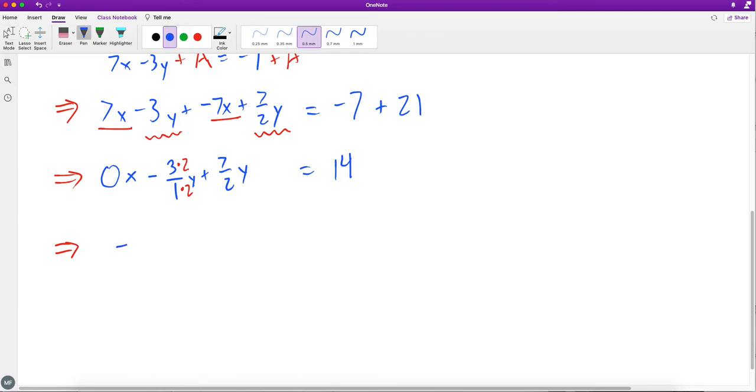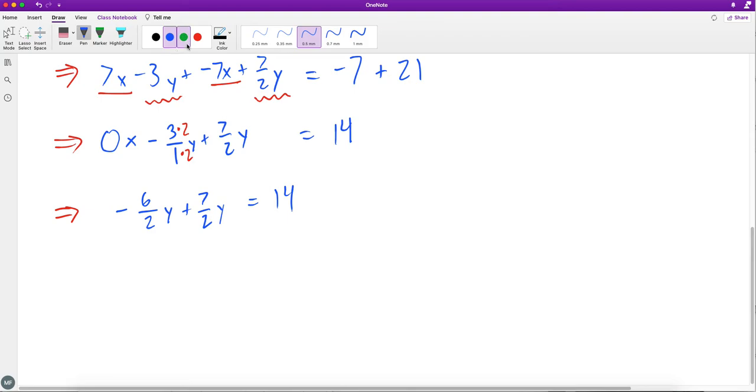Now I have negative 3 times 2, which is negative 6. 1 times 2 is 2. And then we have y. Then we have the 7/2 y. Okay, we can go ahead and combine these now. So this becomes negative 6 halves plus 7 halves. So that's negative 6 plus 7 halves y equals 14.